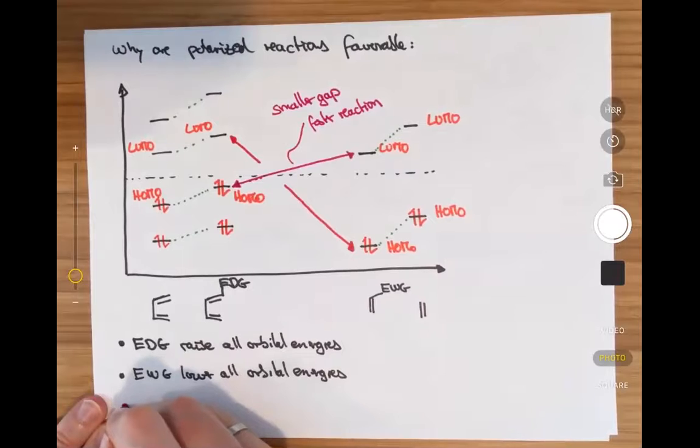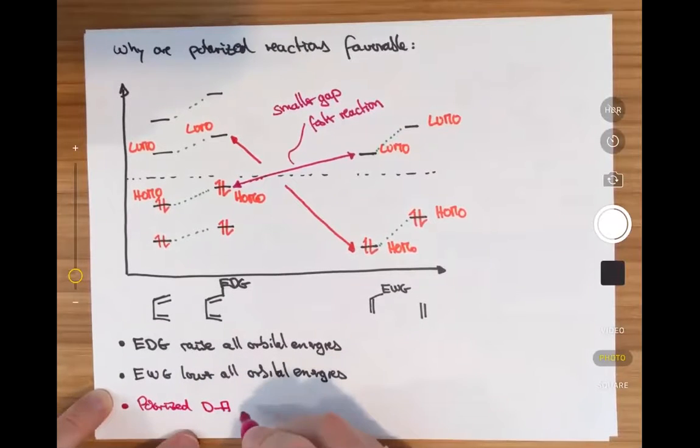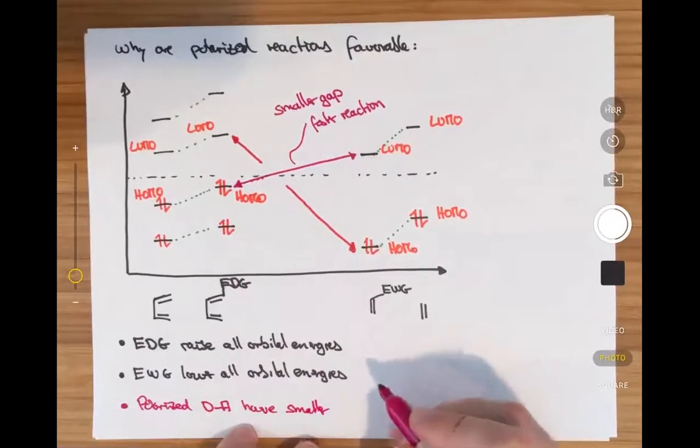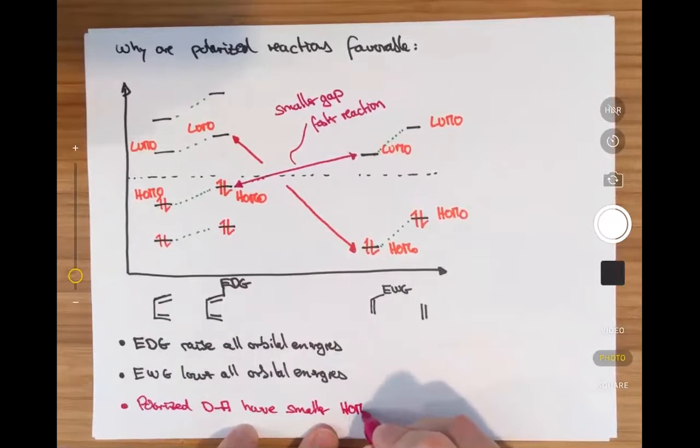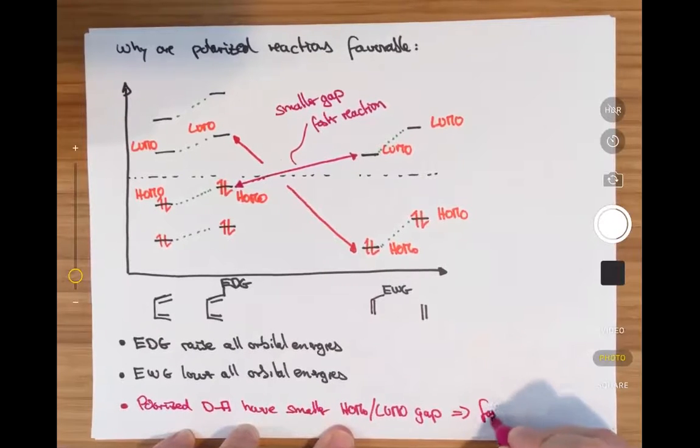So if we have the right polarization, Diels-Alder reactions have a smaller HOMO-LUMO gap and therefore faster reactions.